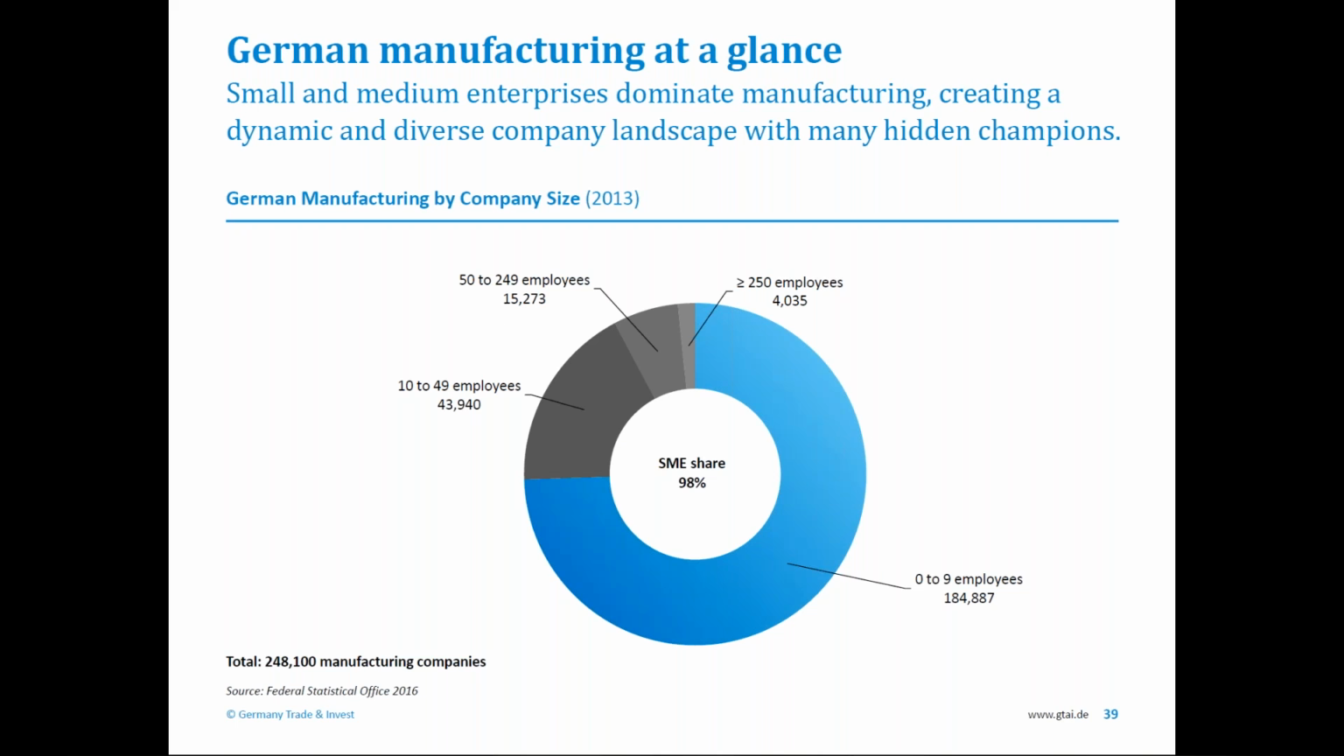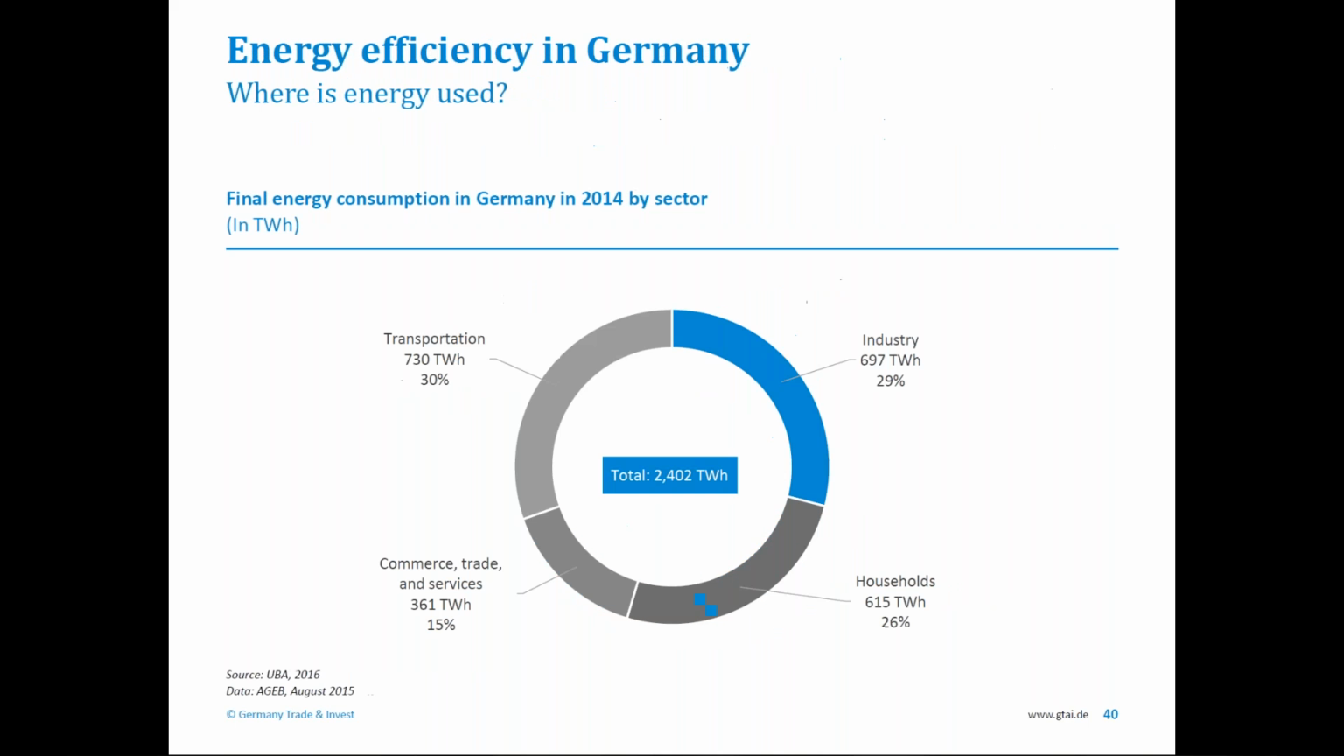Companies looking to gain a foothold in the German market would do well to focus on SMEs, which dominate the German business landscape. You can see in the graph here that 98% of manufacturing companies in Germany are actually SMEs, and this means that there's a huge and very diverse array of potential clients. Indeed, focusing on industry makes sense, as industry in Germany uses more energy than all other sectors, more than households, more than transport, more than commerce, trade and services.